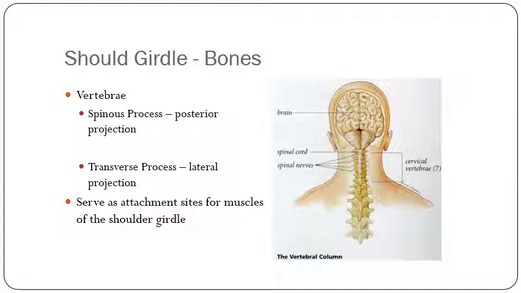So again, we talk about the spinous processes. The spinous processes are these little projections that come off the posterior aspect, and then you have the transverse processes, which are the little lateral projections. So you could see them here. Again, they're important to discuss now because when we talk about a lot of these muscles in the shoulder girdle, those landmarks in particular are going to serve as attachment sites for those muscles.